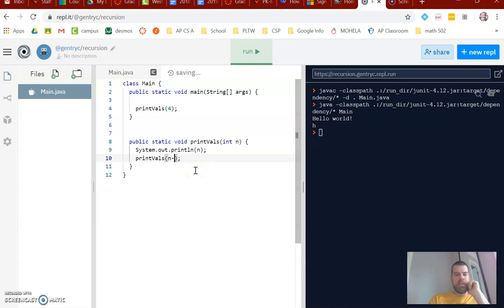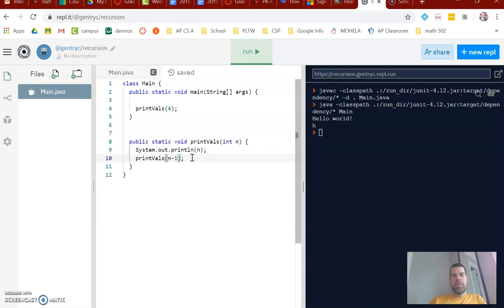Now, what if I did printVals with n minus 1? If I called printVals 4, we'd print 4, and then we'd call printVals 3, and we'd print 3, and we'd call printVals 2, we'd print 2, and so on. You should still be able to see that this will be an infinite loop because it's just going to get into the negatives and keep going and going.